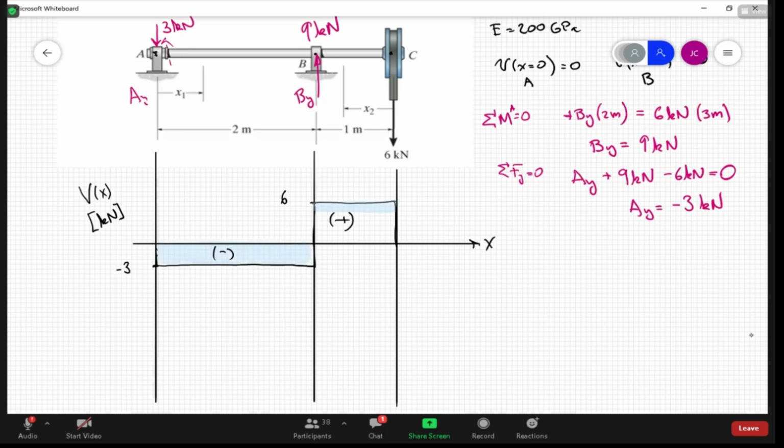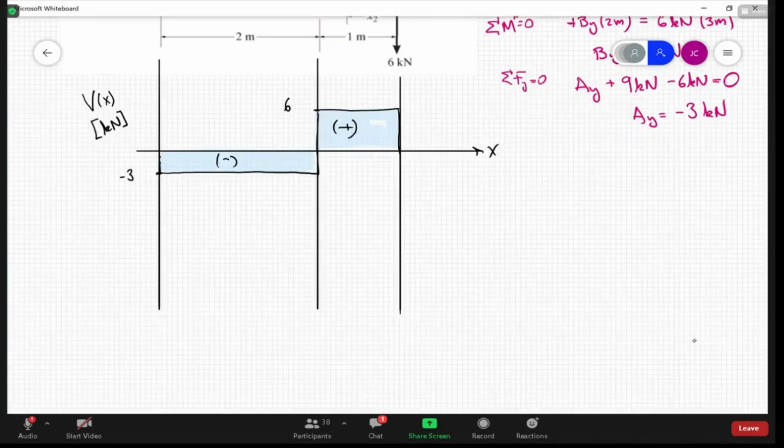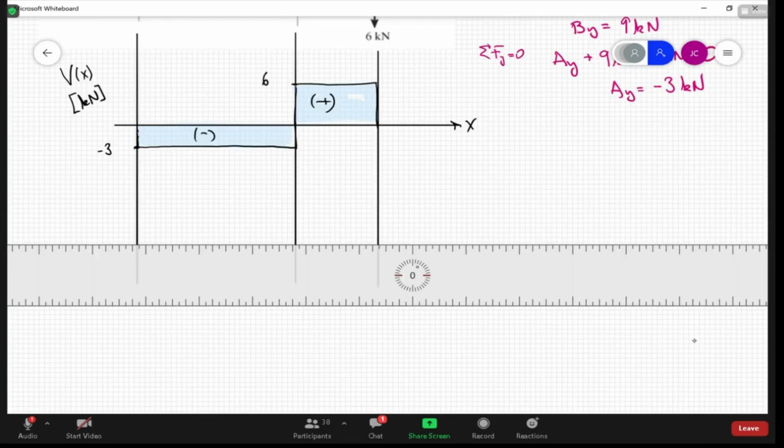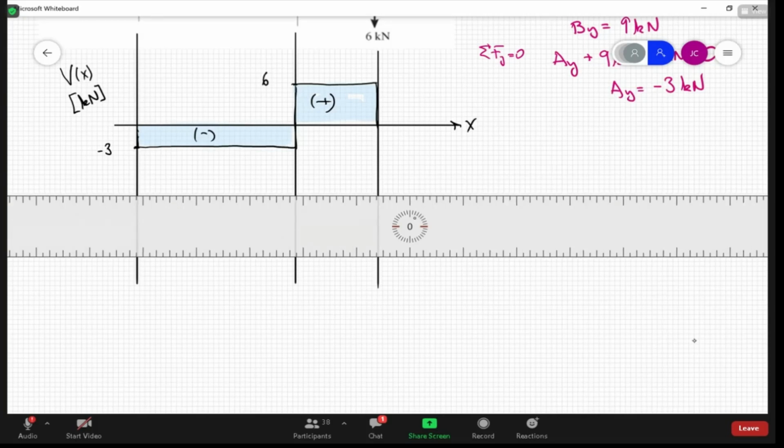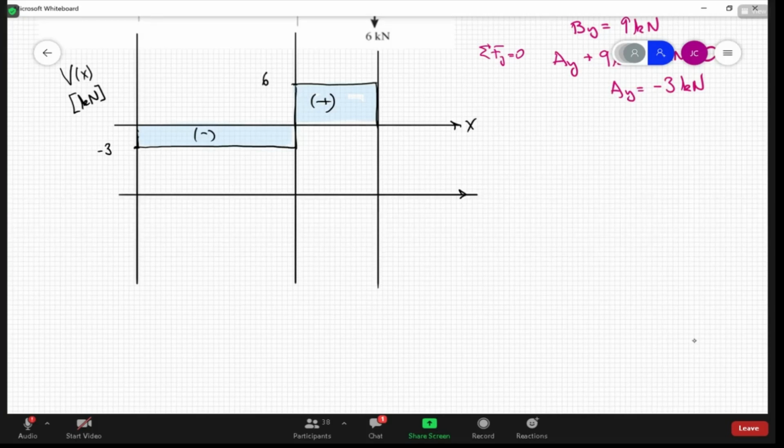Now the moment curve is going to be linear, right? So now we're going to do the moment curve, which again is 0, down and up, so it's going to look like this. Again, here is x. Now we're going to plot the moment curve, which is going to have units of kilonewton meters.